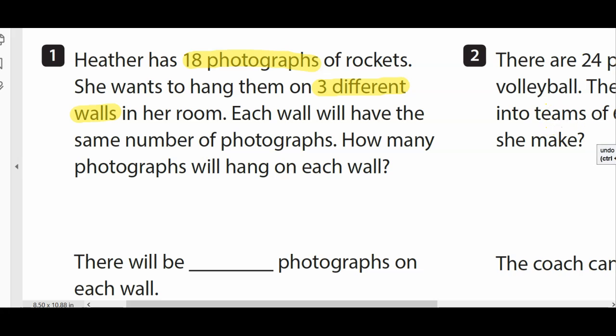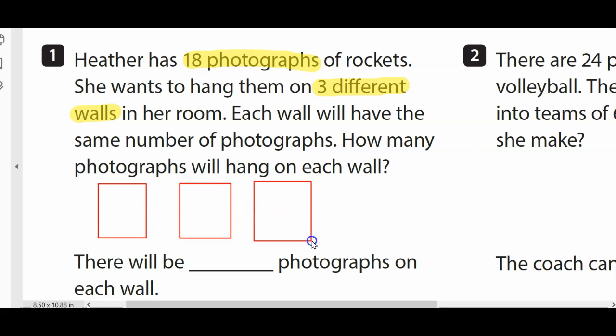Well, how many walls? 3 walls, right? Let's make 3 walls then. And each wall is going to have the same amount, correct? Yes? So what am I going to do? Am I multiplying, dividing, subtracting, or adding? I'm dividing because I know what the total is, right? I know what the total is. So I'm going to put 1 photo in each one of those and keep going until I run out, right?